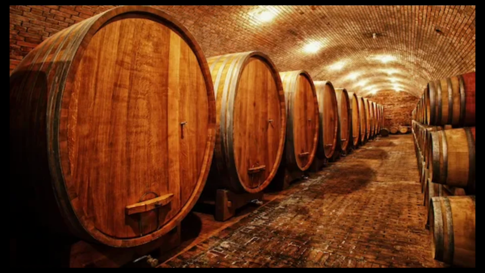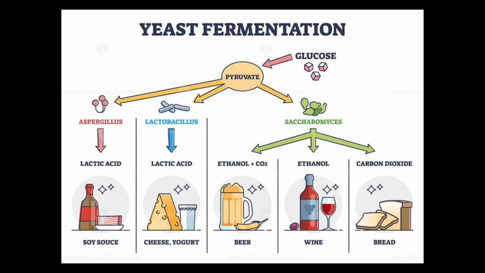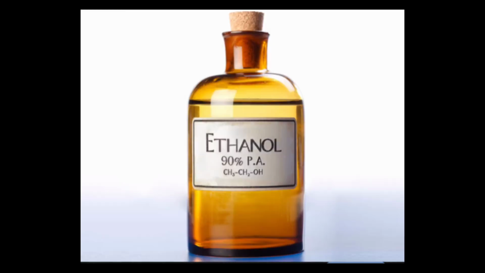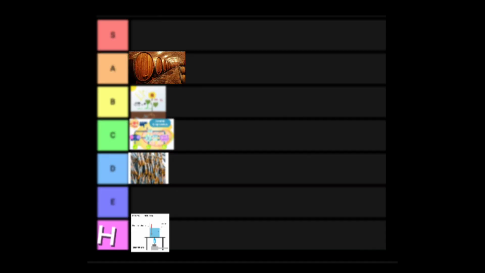H tier. The aging of wine. This one's pretty interesting. Basically, wine is stored away in big cellars filled with barrels and is left to sit and go through the process of fermentation, aka yeast turning grapes into alcohol and leaving byproducts like ethanol and carbon dioxide. Jesus was a big fan of this one. Also Facebook memes for some reason. Just for the mini memes alone, I'm gonna give this an A.